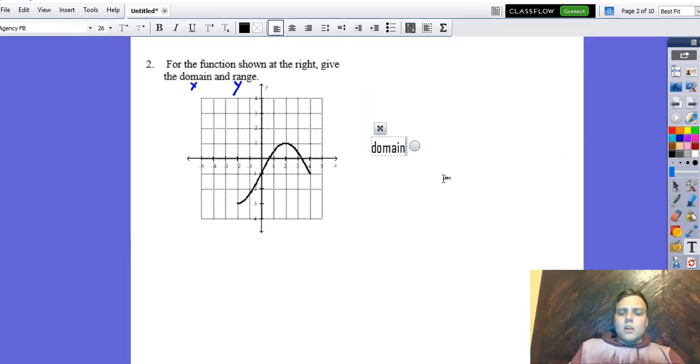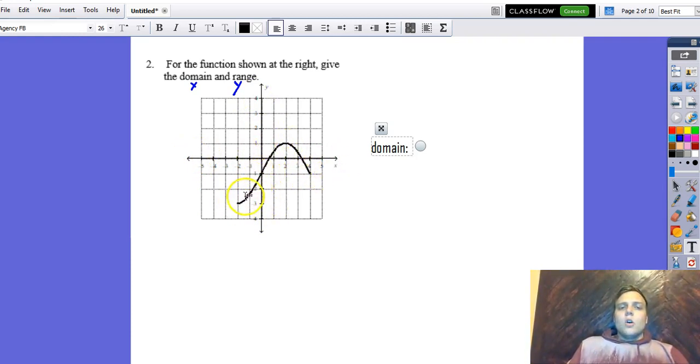Domain. Now, remember, the domain is read from left to right. So we need to look at our entire graph. So here's our entire graph. It's this little loop thing right here. Okay, I'm not talking about the axes. When I say graph, I'm not talking about the axes. I'm talking about this little loop thing.